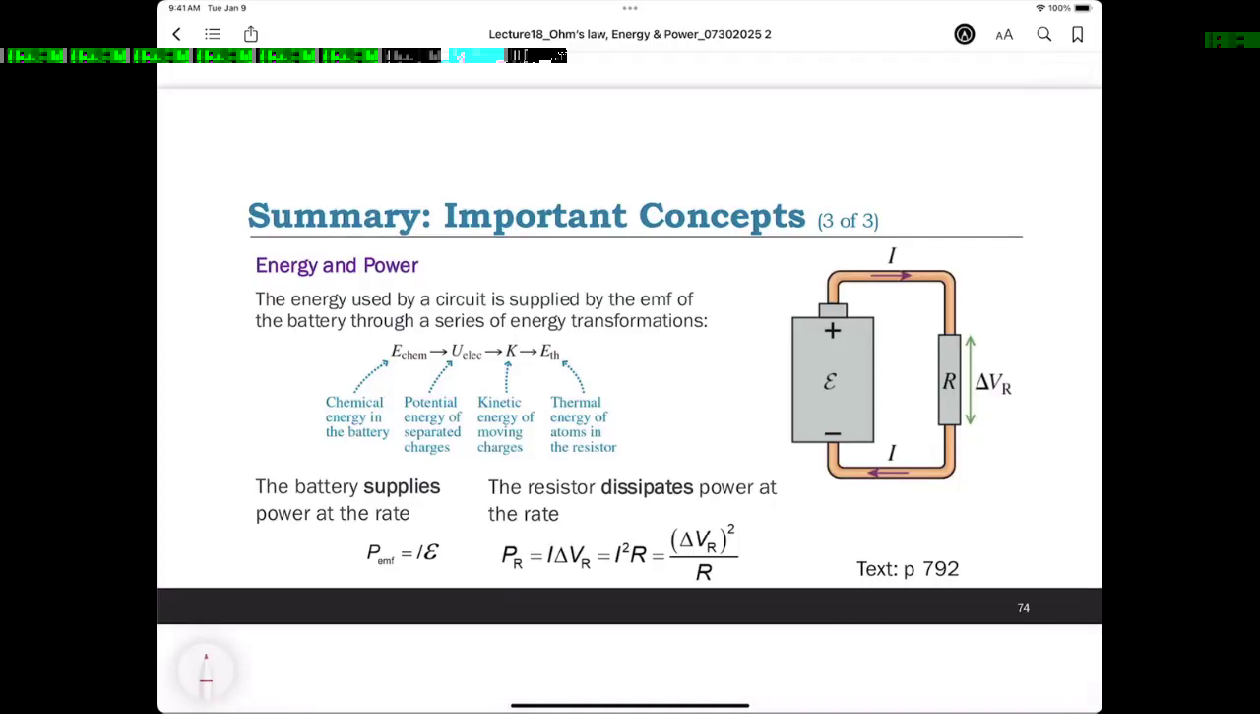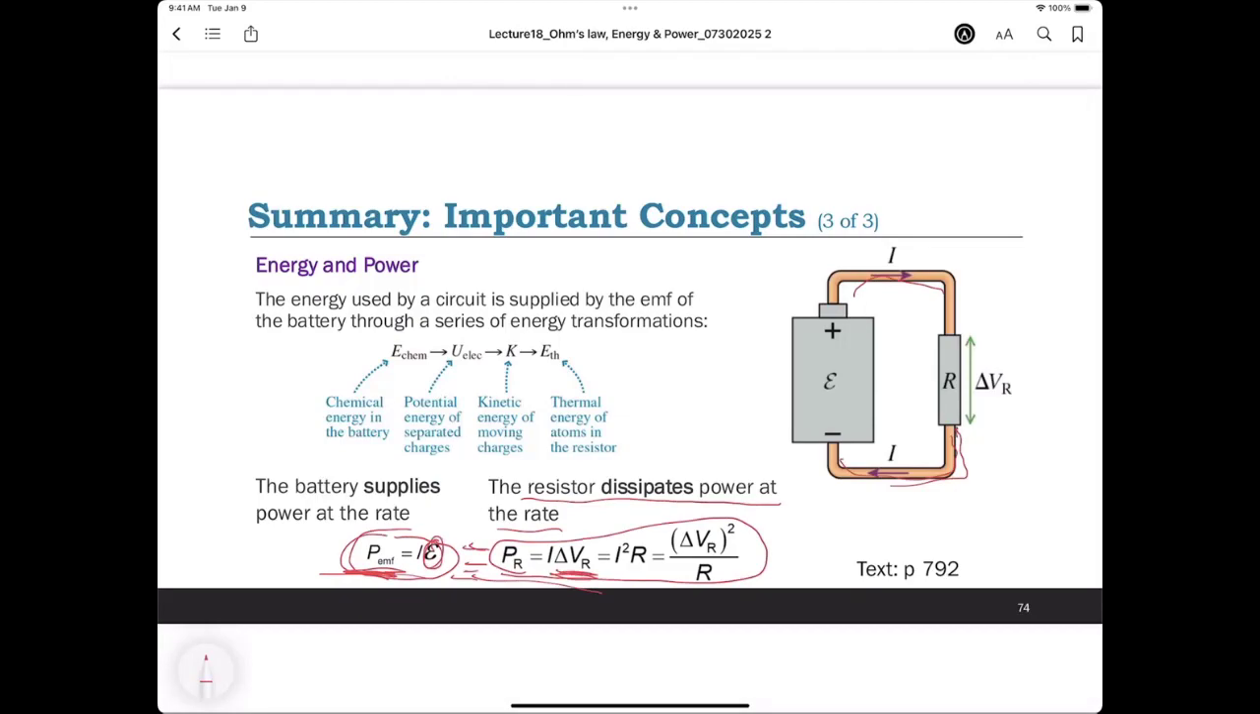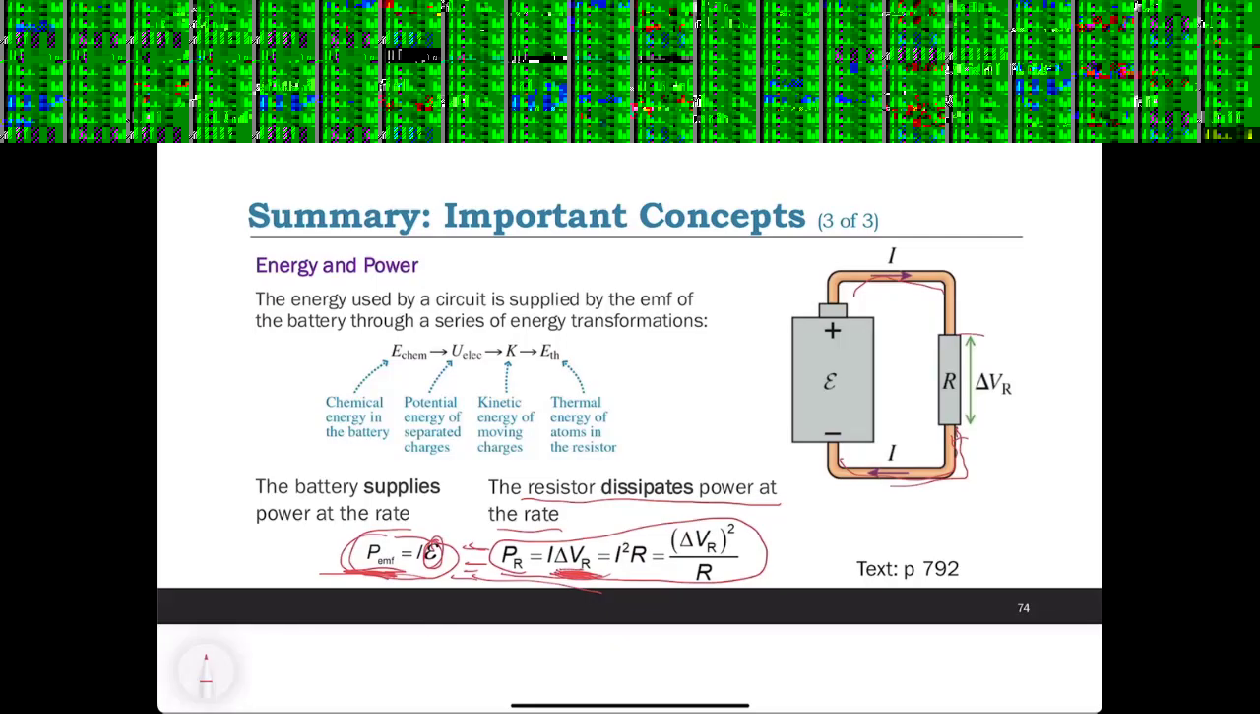The battery supplies power at this rate, and the resistor dissipates power at this rate, using this equation. If there is only a one-resistor circuit, these two should be equal, because the EMF should equal the electric potential difference across the resistor. Does it make sense to you? This is what we talked about in this class.